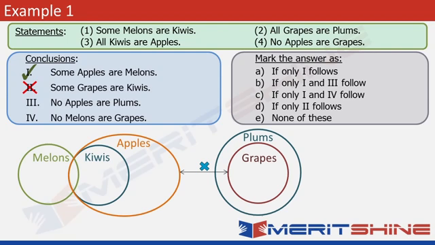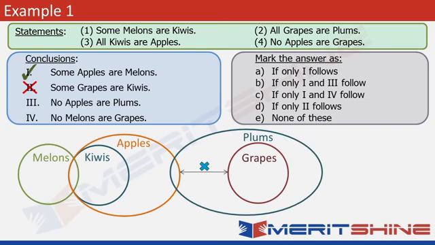For instance, something like this. Now look at this new figure. Does anything change here? Not really. Look at the statements once again. Some melons are kiwis? Yes. All grapes are plums? All grapes are still plums. Number 3. All kiwis are apples? Yes, all kiwis are still apples. And number 4. No apples are grapes? Yes, apples and grapes are still disjoint sets.